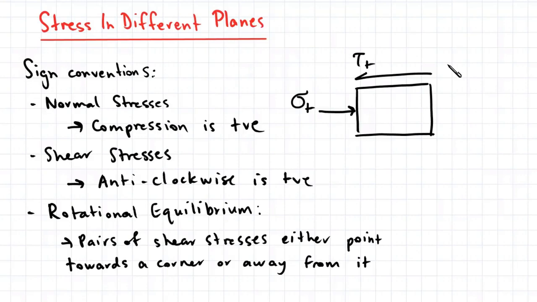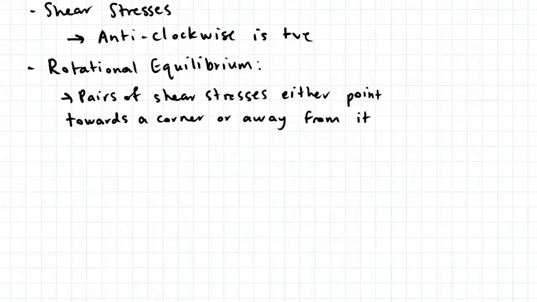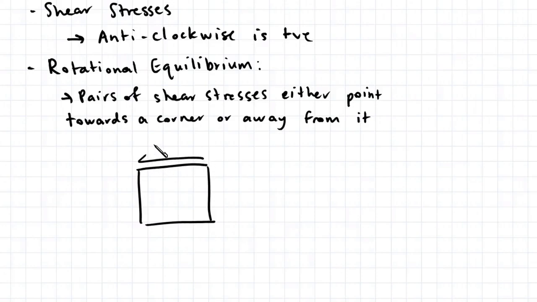We also have rotational equilibrium, which requires that pairs of shear stresses either point towards a corner or away from it. And I'll just quickly draw what that looks like. So say we have another soil element. So the shear stresses have to either point towards a corner or away from it like this.